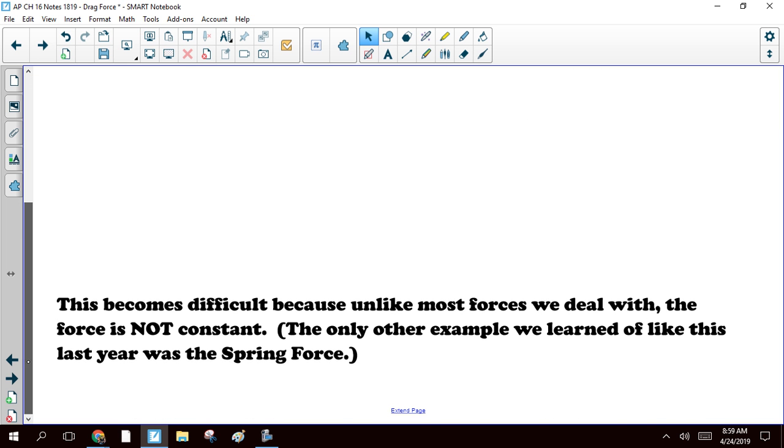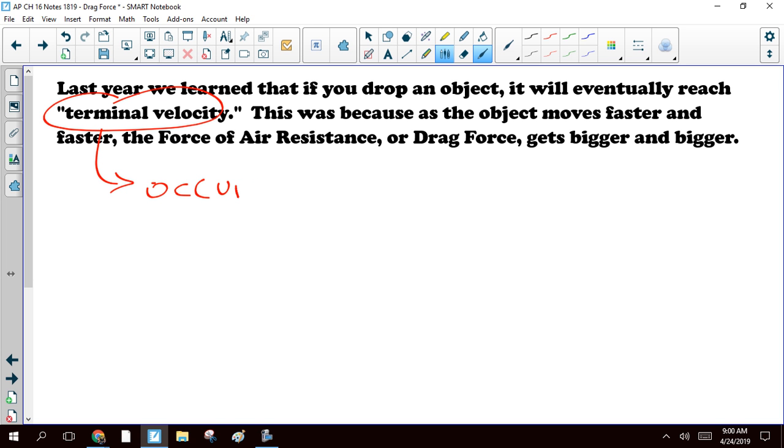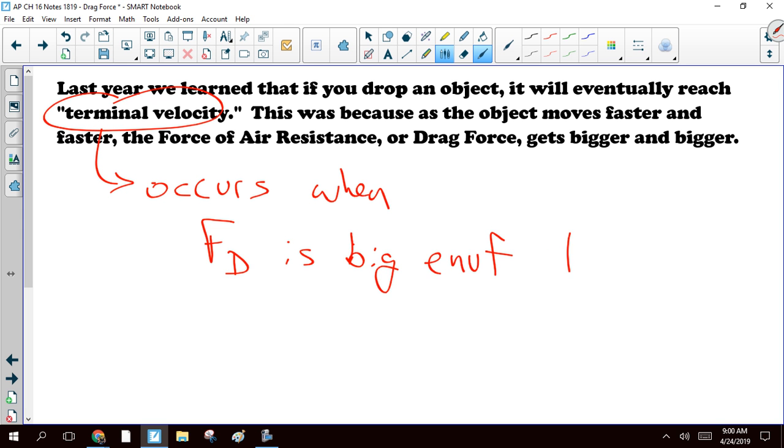All right, so I guess I should just make a note here. All right, so terminal velocity occurs when the drag force is big enough to make your net force 0. Okay, so your terminal velocity occurs when your drag force gets big enough to make the net force 0. That is not how you spell enough.